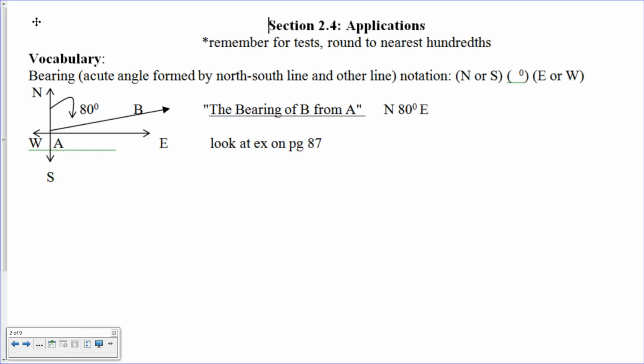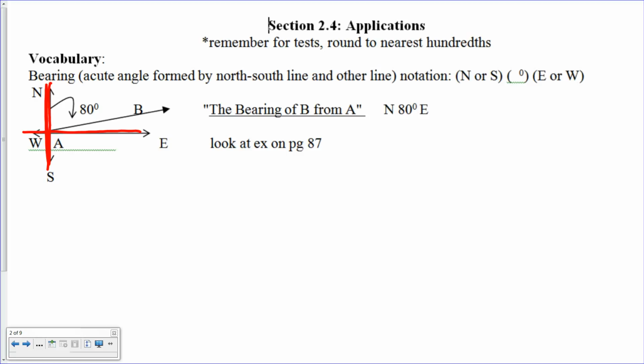Notice what we have here. We have an acute angle formed by a north-south line. Your focus is going to be on the north-south line now. And you have an east-west line. Whenever you have bearing, you're going to make a cross and show where the line is coming out of.